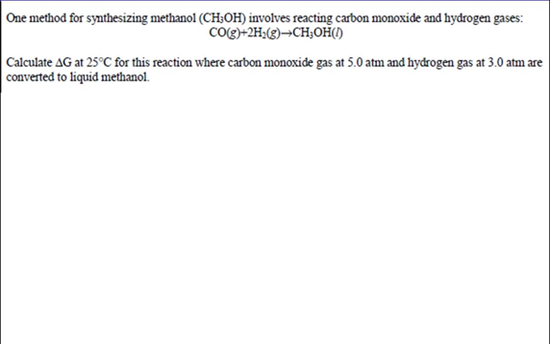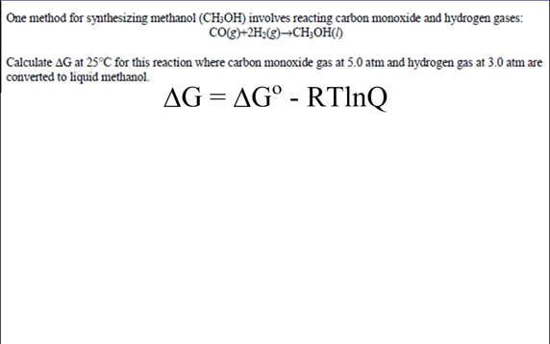So for example, one method of synthesizing methanol involves reacting carbon monoxide with hydrogen gas. We're asked to calculate the free energy at 25 degrees Celsius, and our concentrations of these gases are not 1 molar, and therefore we are not at standard conditions. So we need to calculate delta G using the formula that does not involve standard conditions. And that's delta G equals delta G naught minus R times the temperature in Kelvin times the natural log of Q.